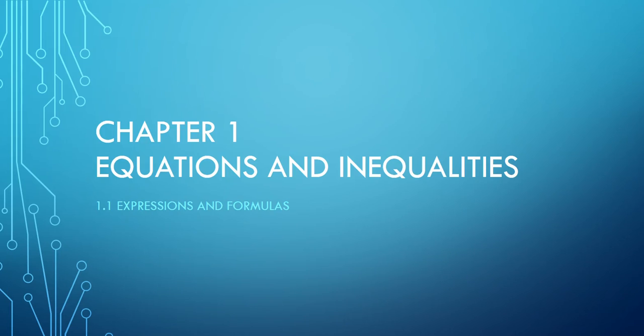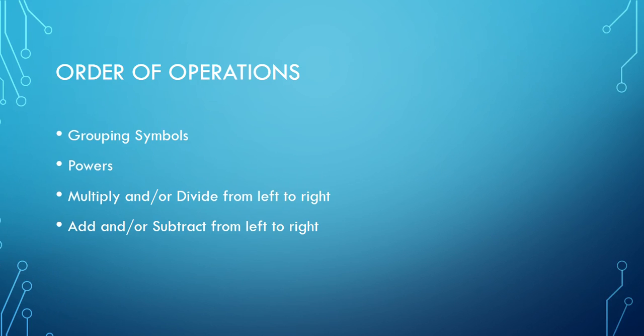This is section 1.1, expressions and formulas. So just to review order of operations, first we do grouping symbols. Okay, remember grouping symbols can be parentheses, brackets, which there's a couple kinds of those. Fraction bar, remember for that you do everything in the numerator and the denominator separately, and then simplify.